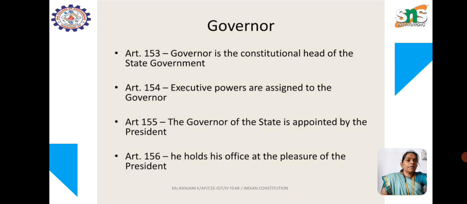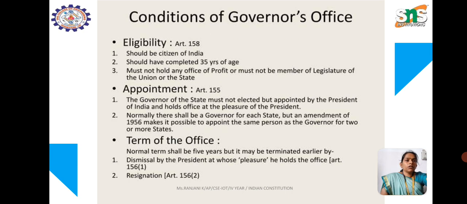The governor is the constitutional head of the state government, and the executive powers are assigned to the governor based on Article 154. The governor of the state is appointed by the president based on Article 155, and he holds his office at the pleasure of the president. So let us see the eligibility criteria of the appointment of governor, the conditions for the governor's office.